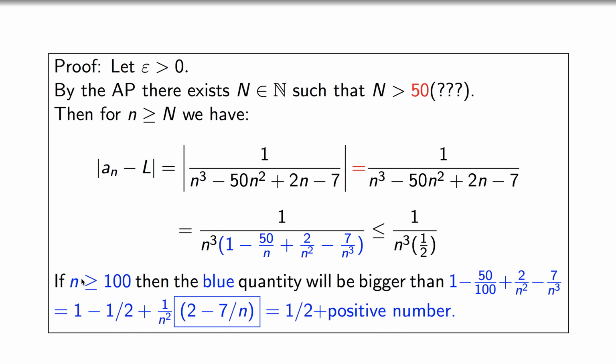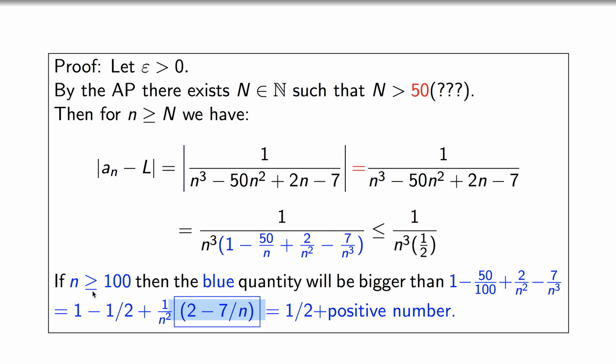So let's just try it. So I've written down the steps. So if n is at least 100, then the blue quantity will be bigger than 1 minus 50 over 100. Right, because if n is bigger than 100, then we are going to be subtracting a smaller and smaller fraction. And so I've just done that. And now what I can do if I really want to, so I've simplified the 50 over 100 to 1/2. And then I've pulled a 1 over n squared out of the last two terms. And I see I get 2 minus 7 over n.